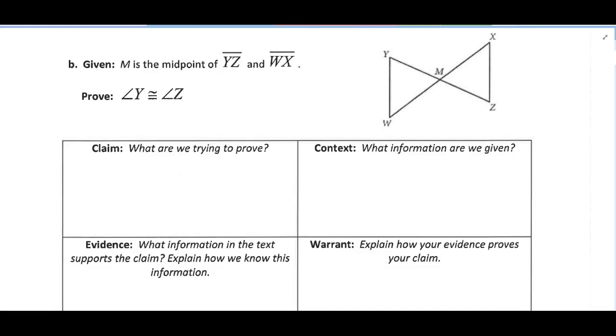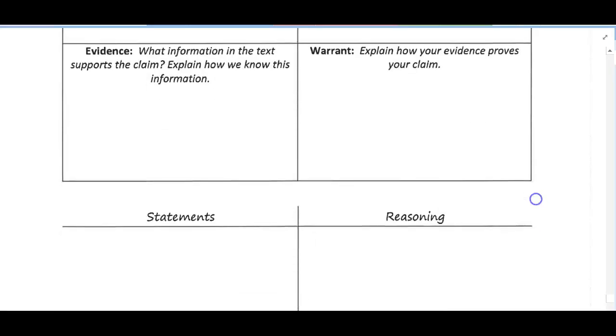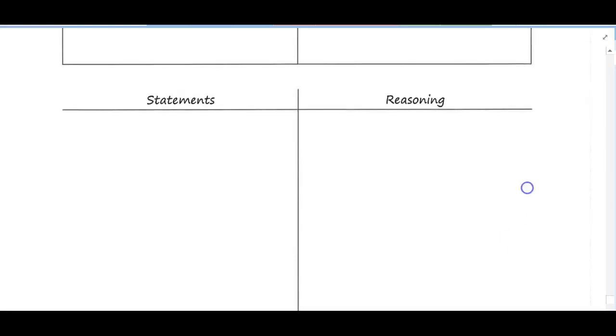So let's take a look at our given information. We have that M is the midpoint of YZ, and it's also the midpoint of WX. And we want to prove that angle Y is congruent to angle Z. So again, in order to do that, we're going to have to prove the triangles are congruent. So let's put our given information. I'm actually going to separate that into two pieces of information.